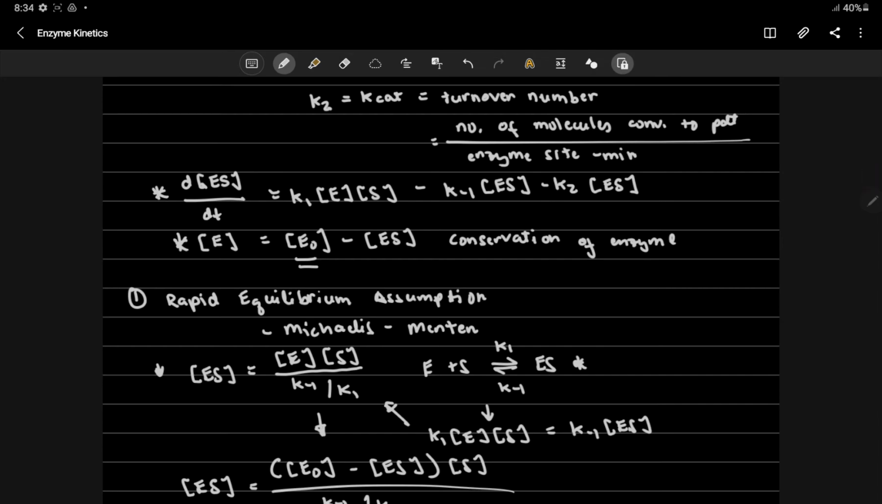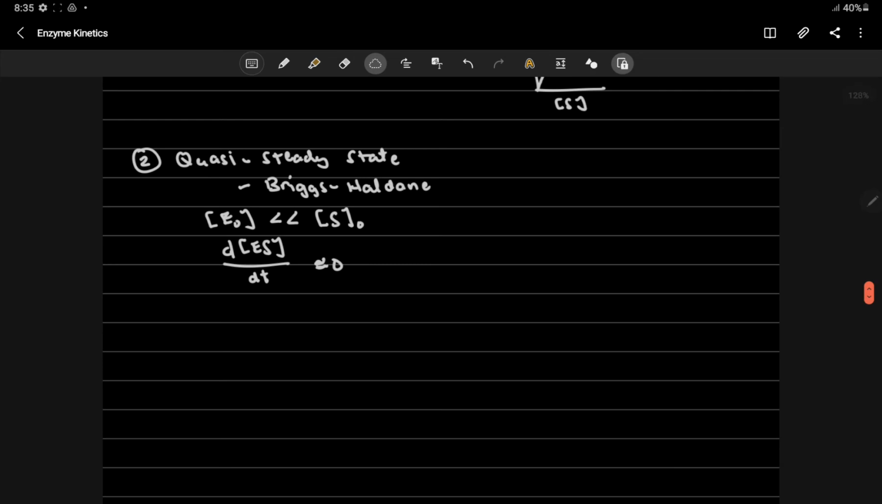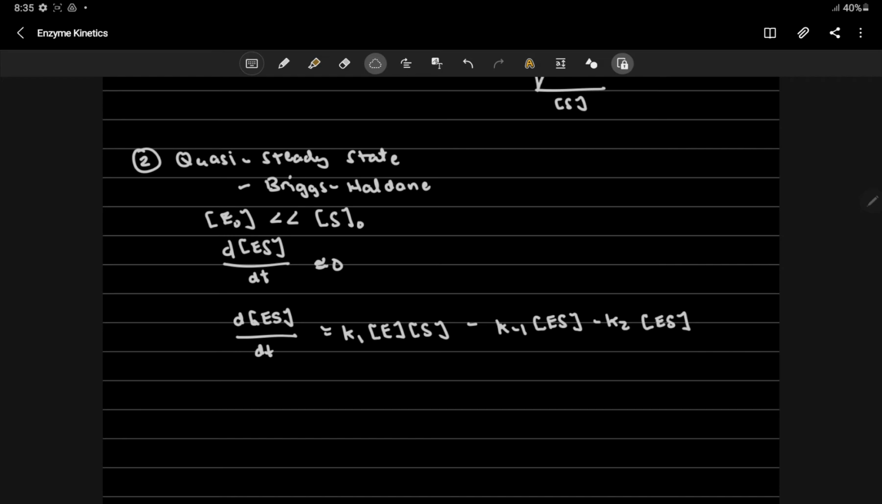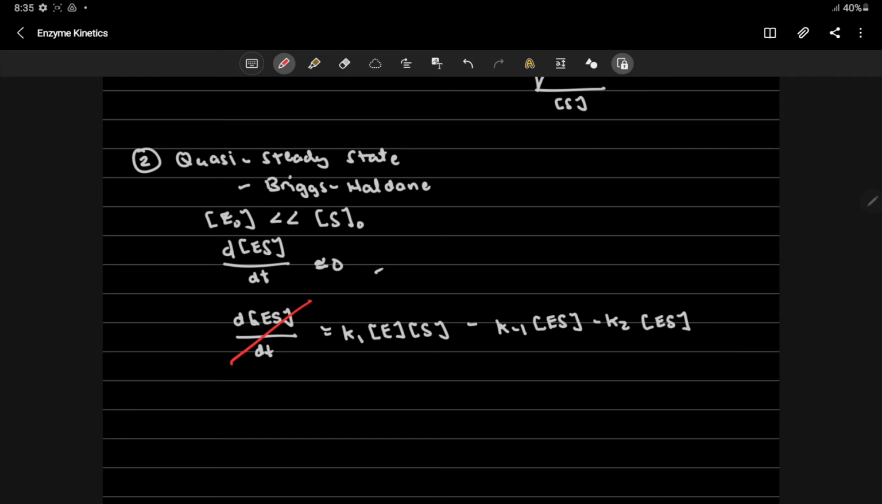Let us copy this, and then paste it here. Now, as we said, there is no change in enzyme substrate concentration with respect to time. None. So, this means the left-hand side of this equation becomes zero. What will happen?